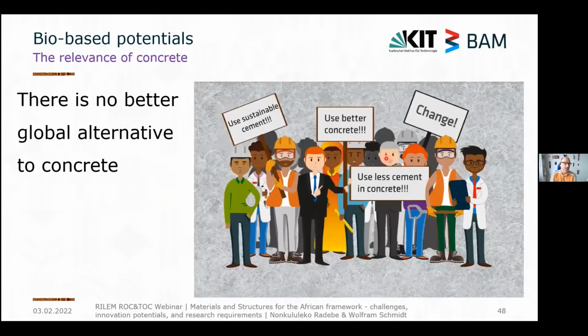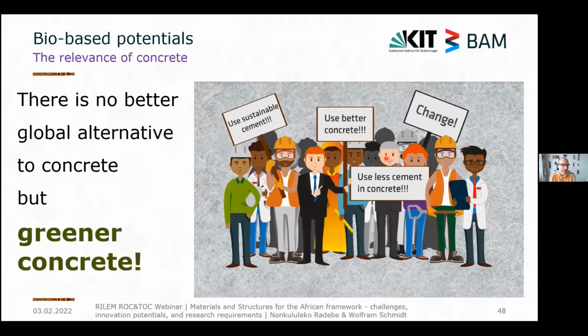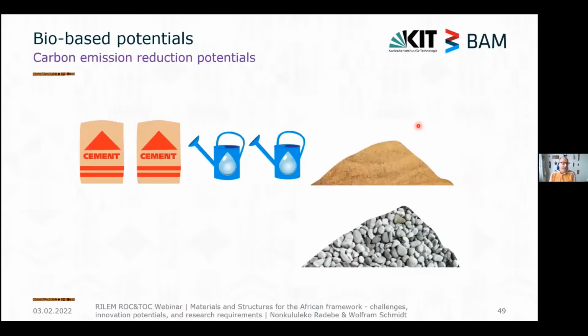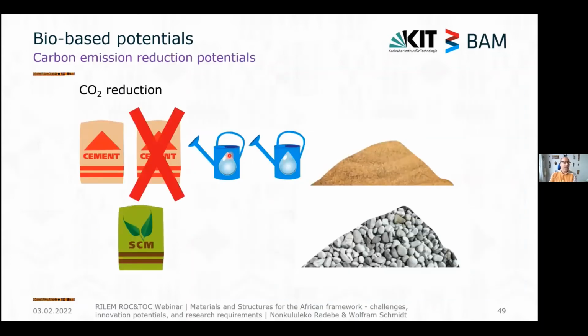We don't have an alternative for concrete, but certainly greener concrete, better concrete, where we use more sustainable cement types and binders, and where we also use less cement in concrete, where the entire concept undergoes a mindset change and a paradigm change. And how can we get there? In order to reduce the carbon emissions, we try to avoid the Portland cement as much as possible and replace it by supplementary cementitious materials.